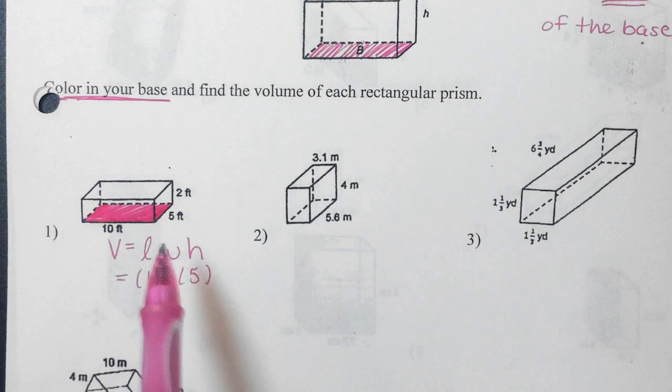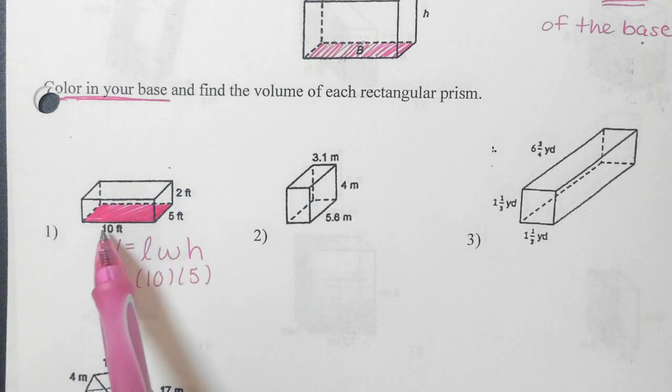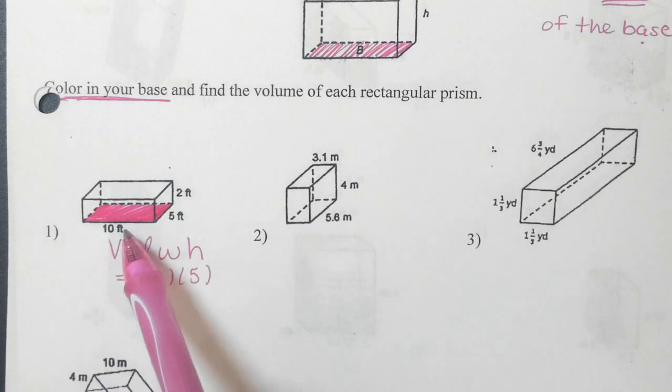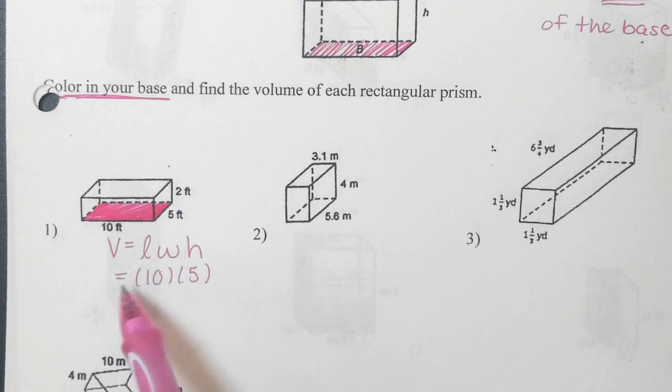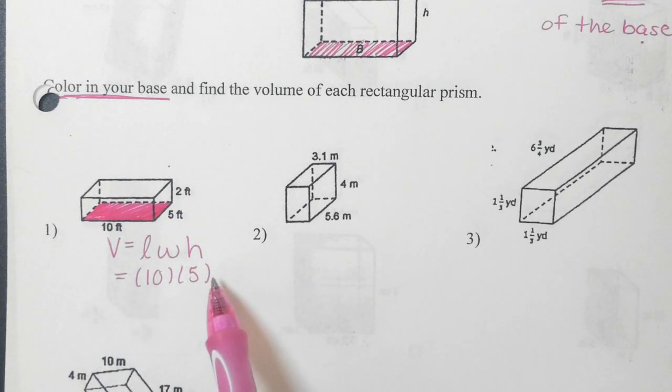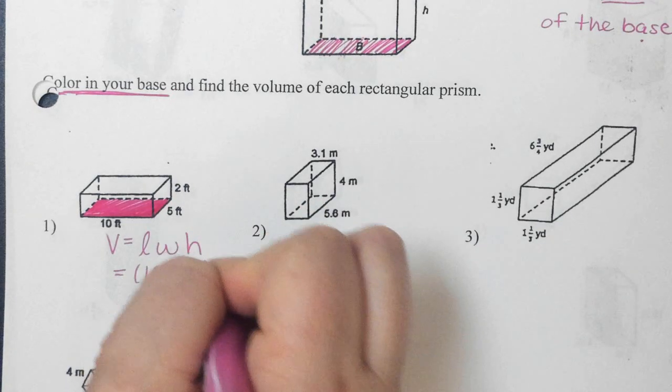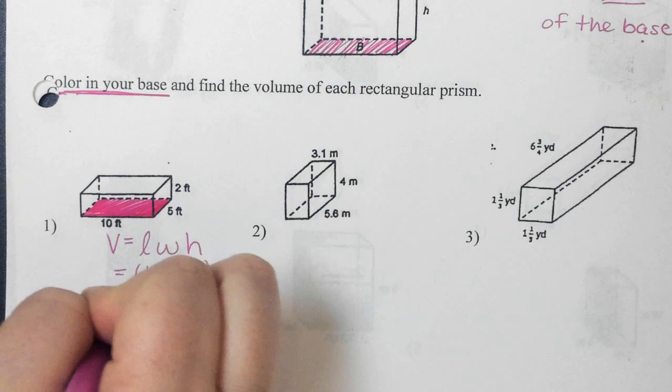So on the test, if I shaded this box in and then I picked 10 and 2, you would lose points. You'll still get the right answer. You won't lose all your points. But are 10 and 2 on that box that I colored? No, so I would lose points for that middle step. Are y'all good with that? All right, so since I picked 10 and 5 on my box, what has to be my height? 2. Okay, so now we're going to multiply that. What do we get?